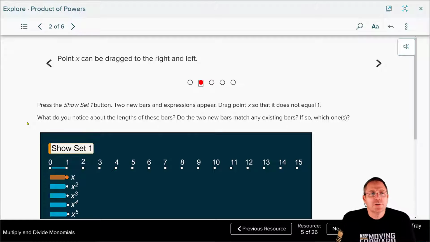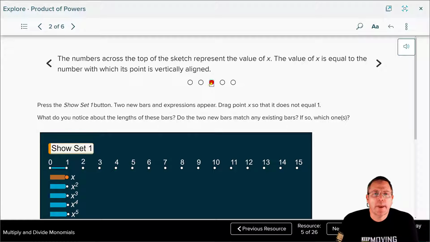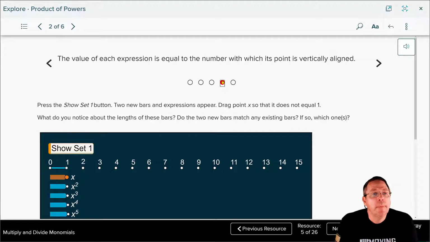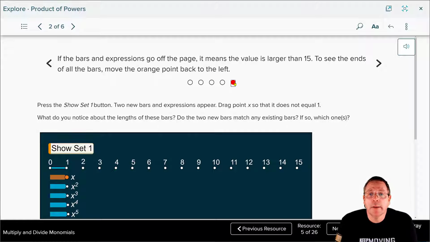Our instructions say that we can drag point X left and right across the sketch pad, and that the numbers across the top of the sketch pad represent the value of X. The value of X is equal to the number with which the point is vertically aligned. The value of each expression is equal to the number with which its point is vertically aligned. Alright, I guess that makes sense.